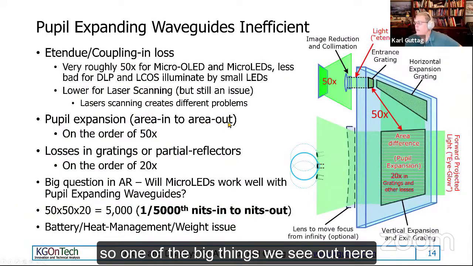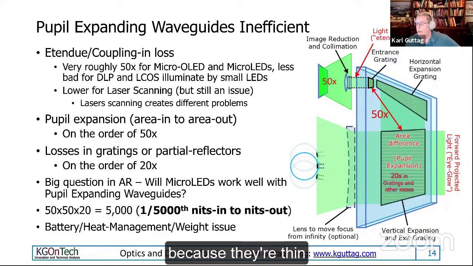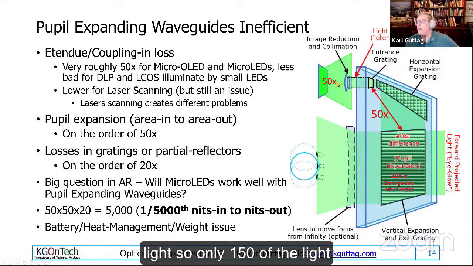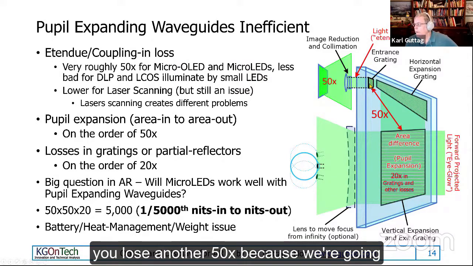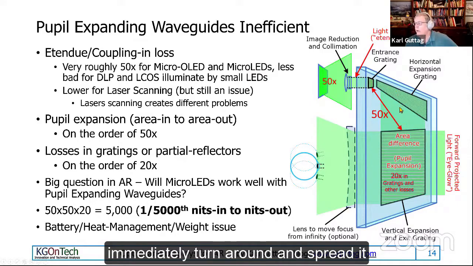So one of the big things we see out here are pupil expanding waveguides. People like pupil expanding waveguides because they're thin. The problem with pupil expanding waveguides is they're very inefficient. This idea of funneling the light into it, we can lose about 50x of the light. So only 1/50 of the light from most displays, like an OLED or micro LED, can make it into the typical waveguide. You lose another 50x because we're going to take the little bit of light that makes it in, do that étendue, and we're then going to immediately turn around and spread it out over the entire exit area. So we're going to expand the image back out.